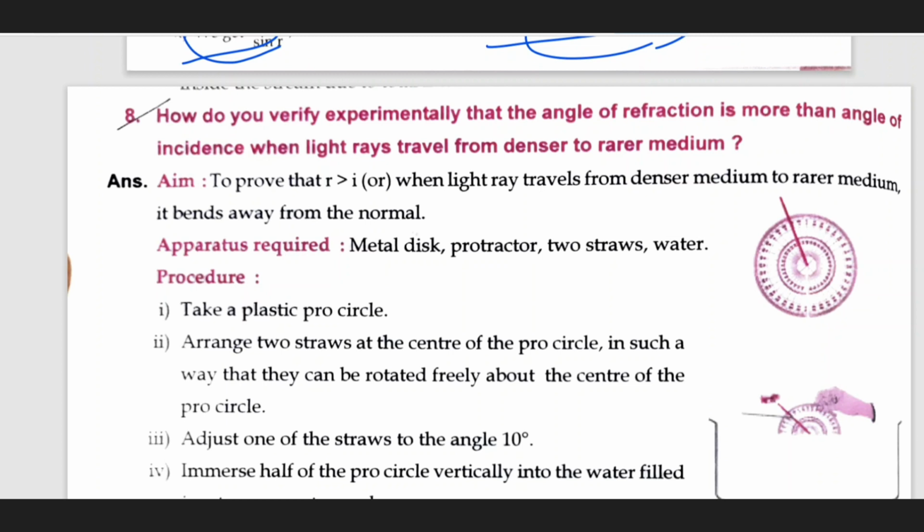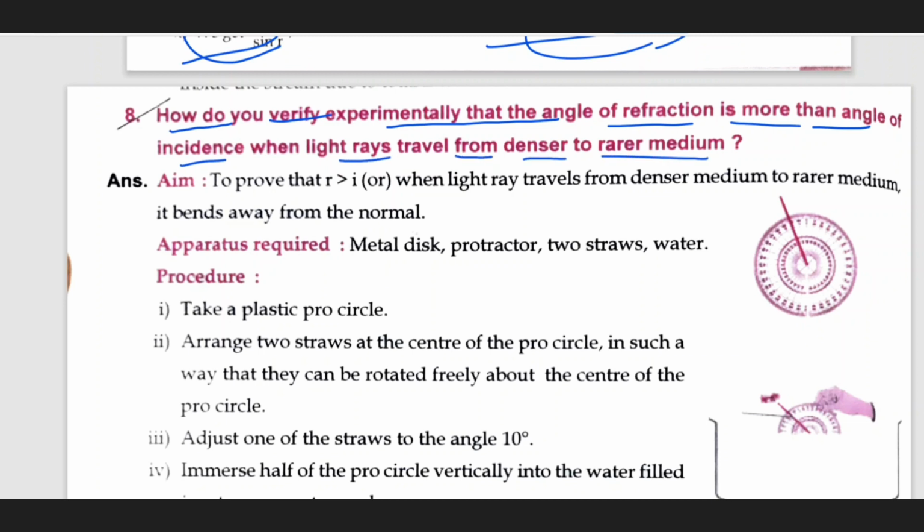Coming to the next activity: how do you verify experimentally that the angle of refraction is more than the angle of incidence when a light ray travels from a denser medium to a rarer medium? Now we are going to prove that when light rays travel from denser to rarer, angle r is greater than angle i, and that it bends away from the normal. For this we require a metal disc, protractor, two straws and water.